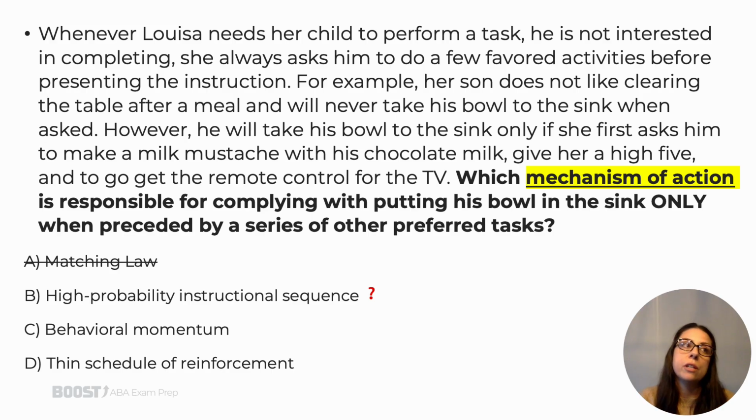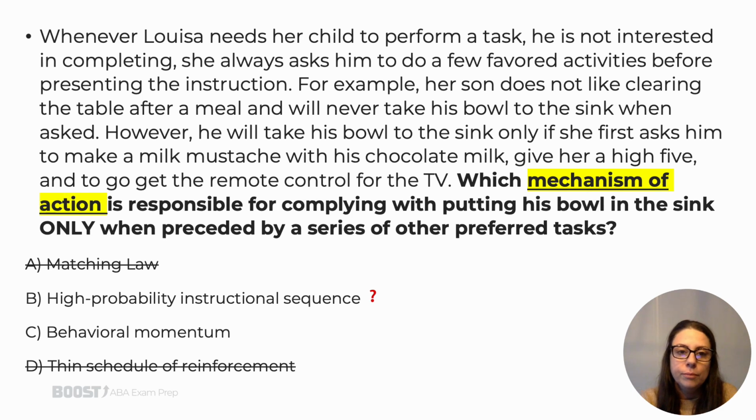So compliance with each instruction, whether it's a high P or a low P, will be followed by some quality or form of reinforcement, which helps build that momentum to keep the response going. So we can easily eliminate thin schedule of reinforcement. Okay, almost through here. So we're left with two options that are related, and it is quite common to mix up these two terms. It's tempting to select high probability instructional sequence because Louisa is using the high P instructional sequence to increase compliance with that low P task.